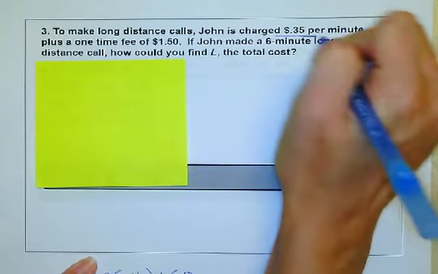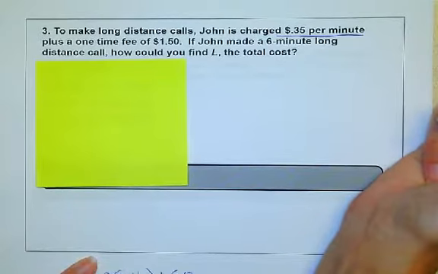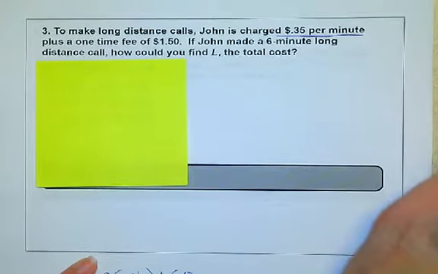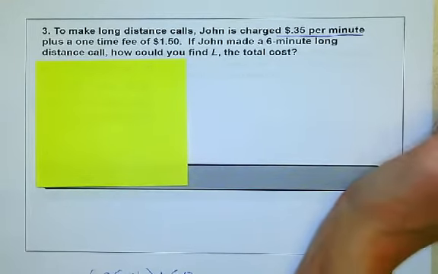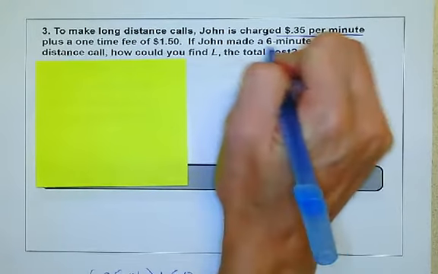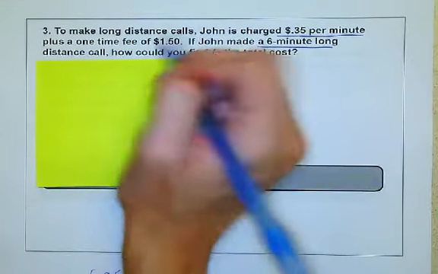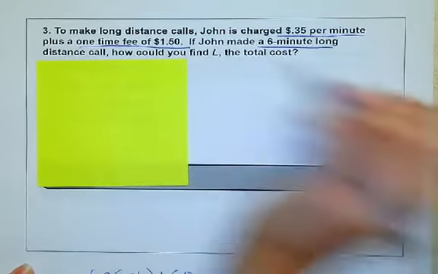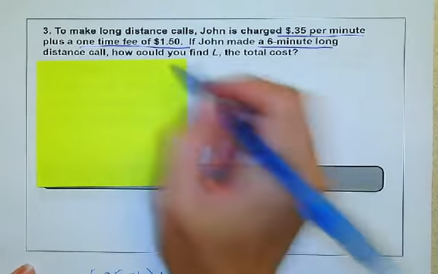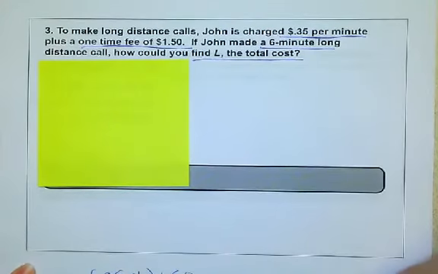35 cents per minute. Okay. John, can you tell me something else? Oh, he's going to do it for 6 minutes. That's good. Joshua, can you give me one more thing? The one-time fee. Alright, and then how could you find L, the total cost?